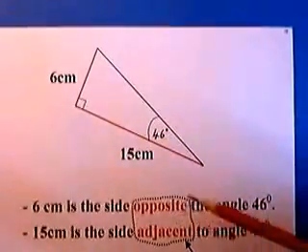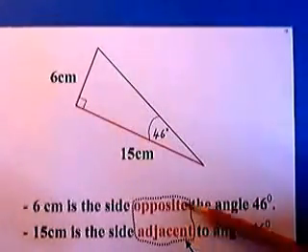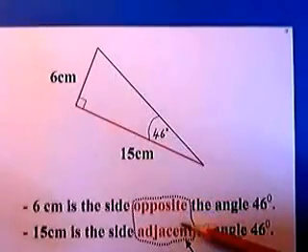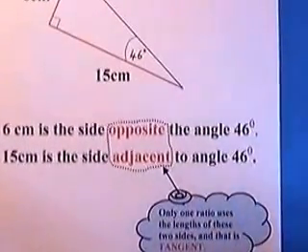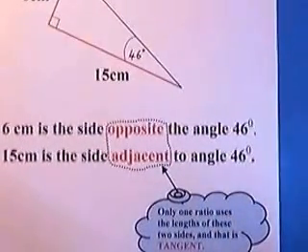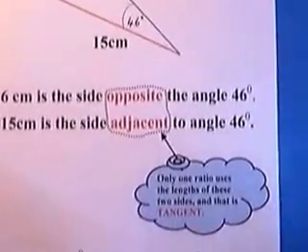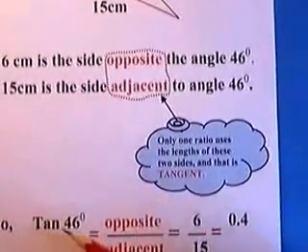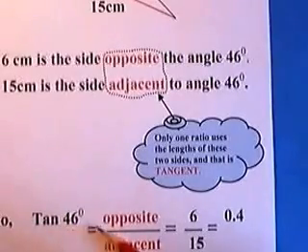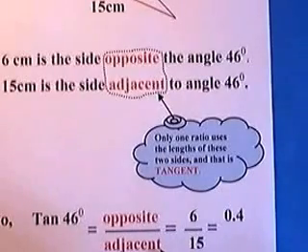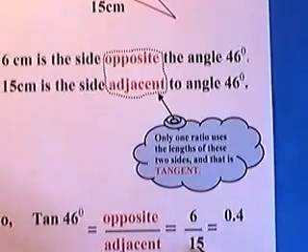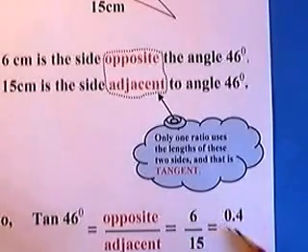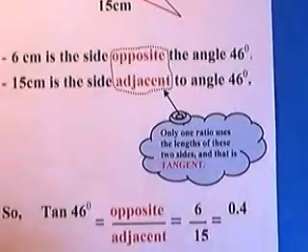Okay, so what have we got? We've got opposite, we've got adjacent. Well, there's only one trigonometric ratio that uses the length of the opposite and the length of the adjacent, and that is tangent. So immediately we can write the following equation. We can say that the tangent of 46 degrees is equal to the length of the opposite side divided by the length of the adjacent side. Well, that is 6 divided by 15. That comes out on your calculator to 0.4.